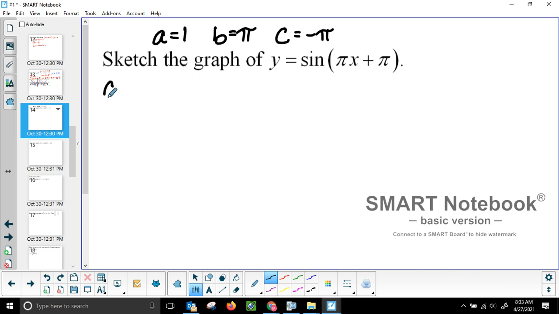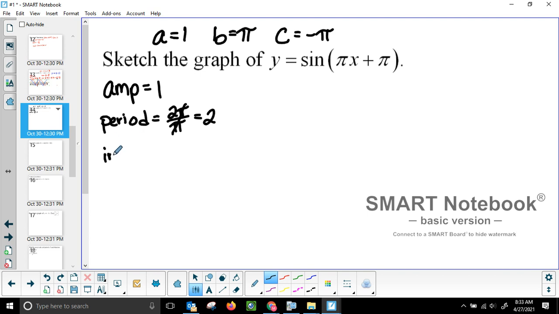So first we can start with the amplitude. And that's the absolute value of A, so that's just 1. And that tells us how far up and how far down we go from the middle of our graph, all right, which I call the baseline. All right, our period, which is 2 pi divided by b. So in this case, 2 pi divided by pi, which is just 2.